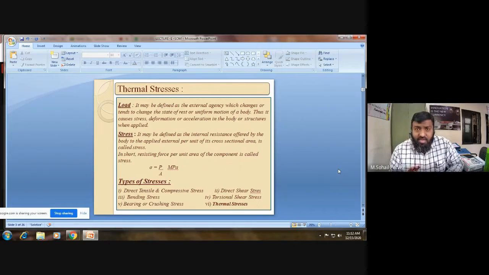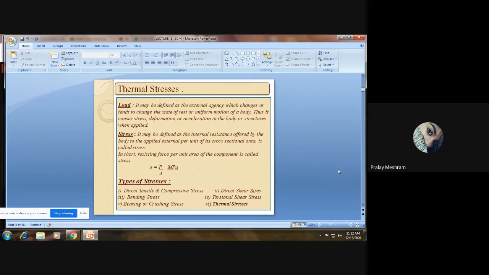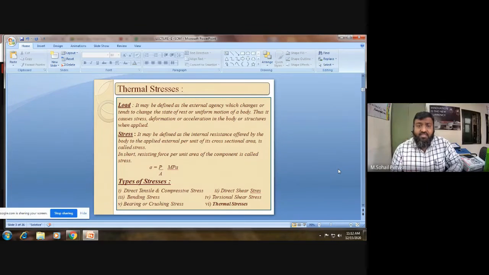I think all of you are getting my points. So please try to understand these basic facts. When we say some external force is applied, what is stress? Internal resistance. This internal resistance allows the body not to deform under the action of external force. So this internal resisting force is known as stress.